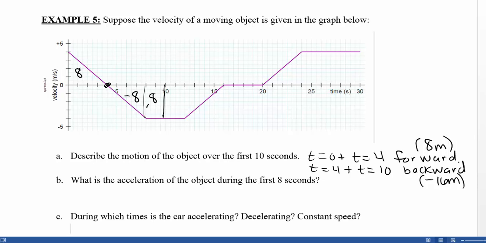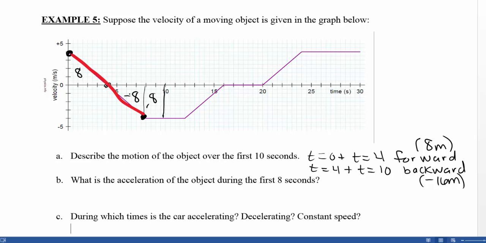Part B wants to know, what is the acceleration of the object during the first 8 seconds? So time equals 0 to time equals 8 is this line that starts at 0 and decreases all the way until 8. So this line here. And so we have the graph of velocity. And remember, acceleration is the derivative of velocity. So since that's a line, we remember that the derivative of a linear function is the slope of the line.